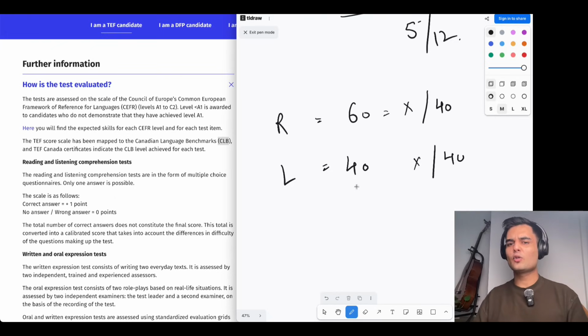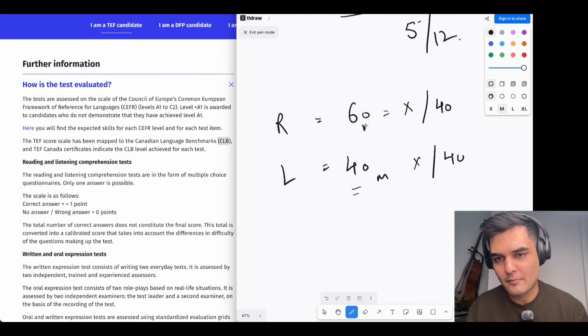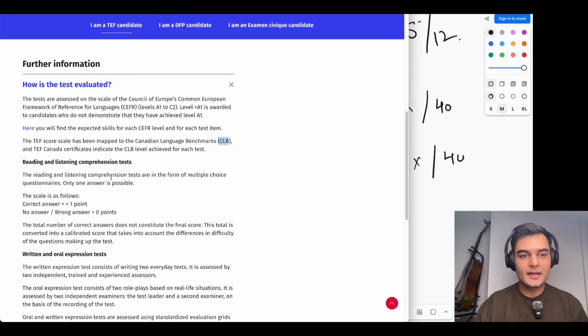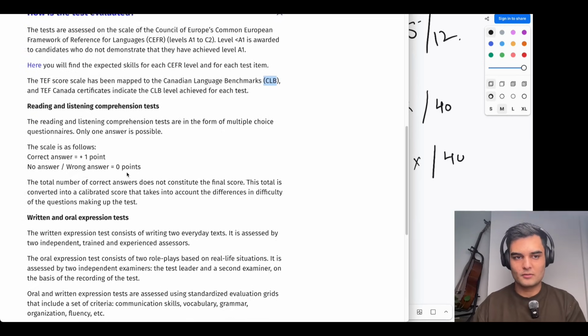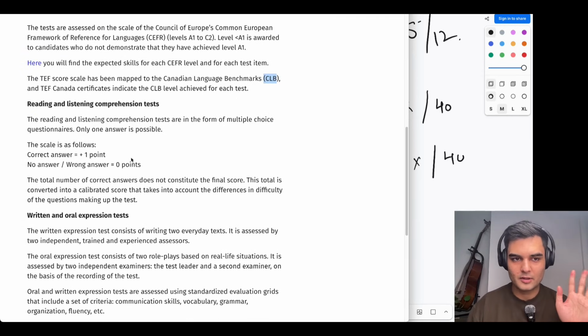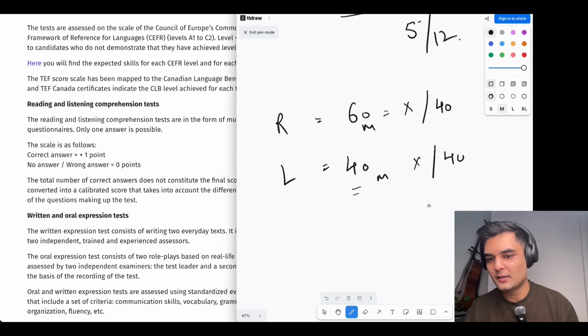Okay, listening actually goes a little bit less than 40 minutes, but generally it comes out to be 40 minutes. I'll put over here M. Alright, and the reading and listening comprehension tests are in the form of multiple choice questions. Only one answer is possible. Alright, so 40 questions, all of them are multiple choice.